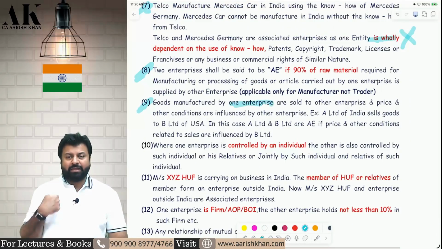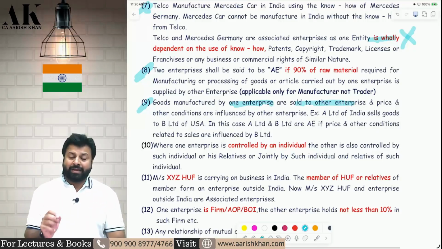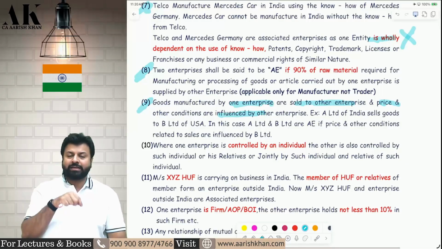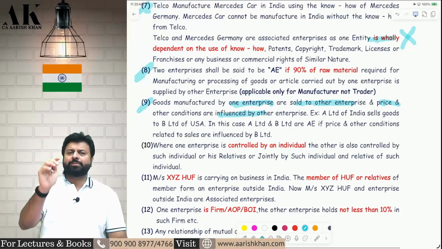Goods are manufactured by me and I sell to you. I'm making some goods and then I'm selling to you. But the price and other factors are influenced by you. You will decide the price, you will decide the credit period, you will decide how the delivery will be made, you will decide how the warranty will be given, everything will be decided by you. So the transaction is influenced by you.